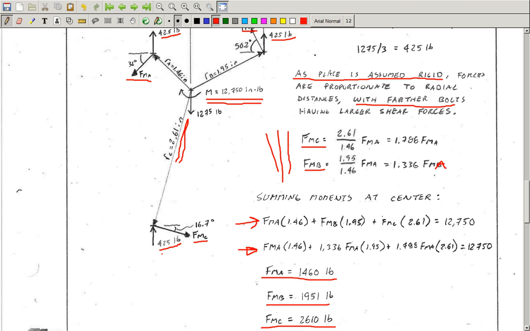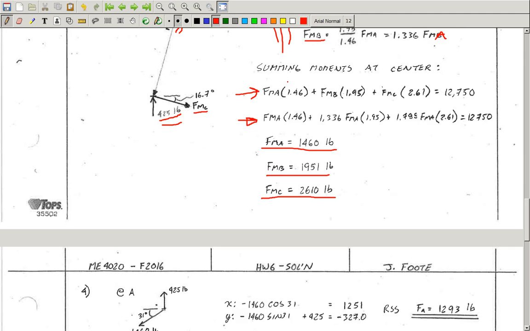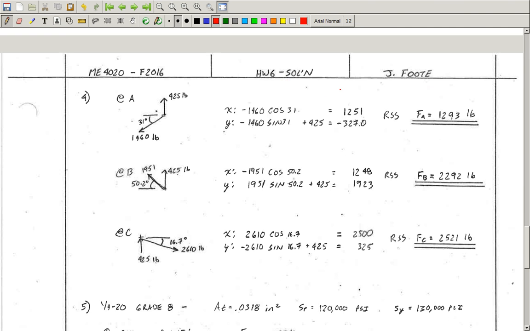We still have the shear force due to the direct reaction, 425 at each bolt. So to get the true totals, we need a little bit of vector addition. I'm not going to go through the steps for this. This is standard vector addition, but I will leave you with the results here to check out.